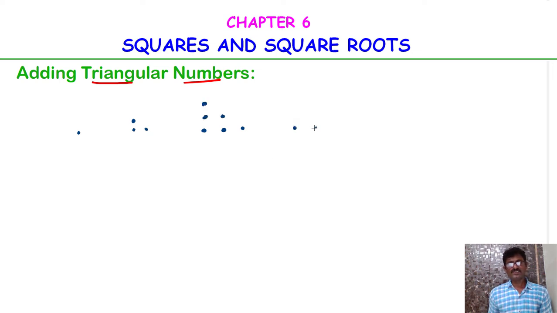Let me take 4 dots now. 1, 2, 3, 4. Here 1, 2, 3. So in the next row we have just 2. In the next row we have 1. So here how many dots do we have in the first one? 1. Here we have 3. Here 3, 4, 5, 6. Here we have 10. Now if you observe these dots, you see this is like a triangle.